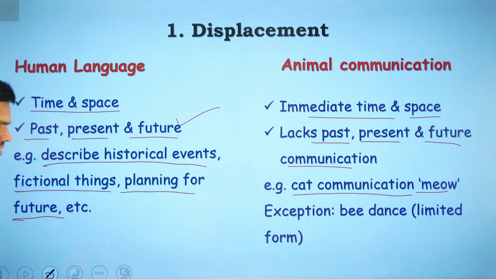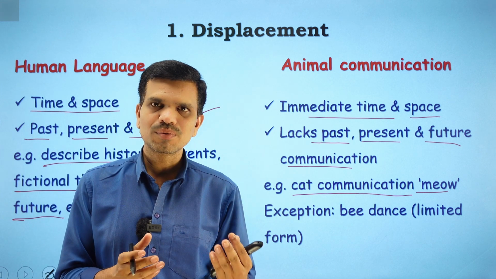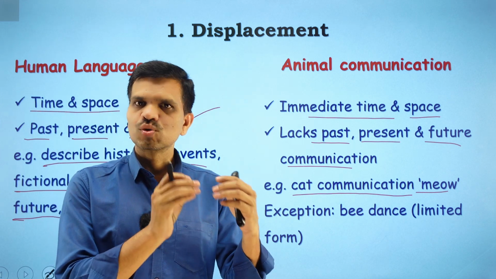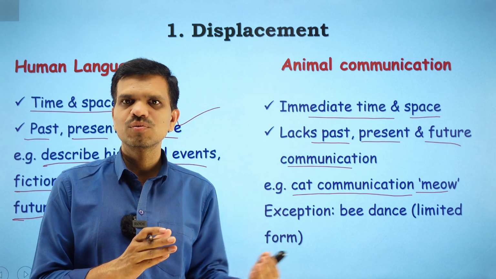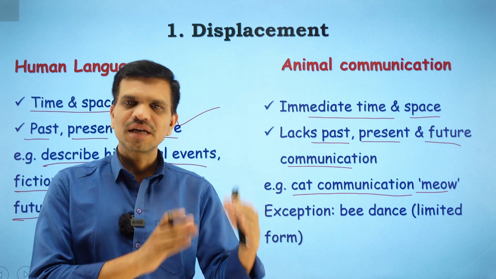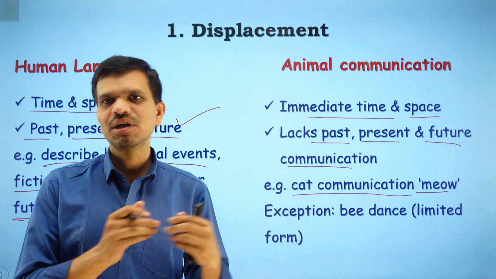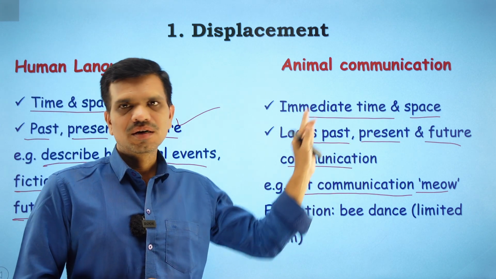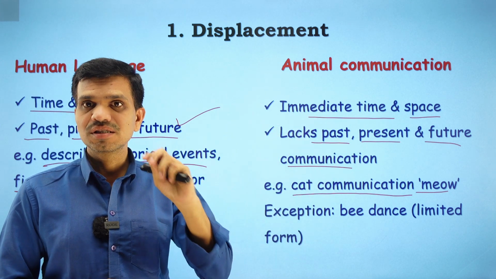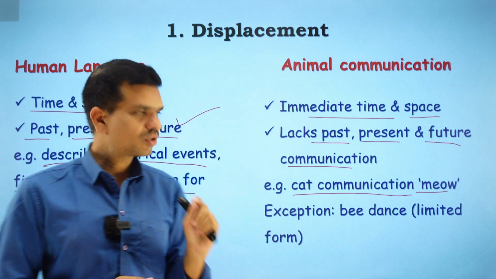There are so many fictional things. We can talk about superhumans and superheroes. For example, we have many superhumans and superheroes in stories, in novels and in films too. So this kind of prediction we have in human language, but we do not have the same kind of prediction in animal communication. This is the basic difference, and this is the feature of displacement of human language.